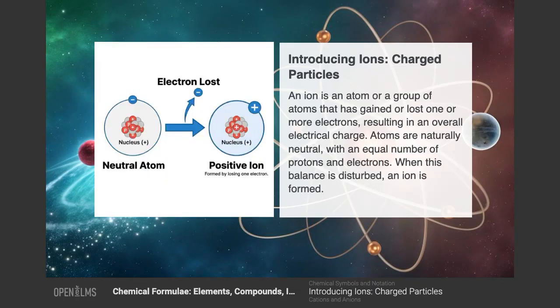Introducing ions, charged particles. An ion is an atom or a group of atoms that has gained or lost one or more electrons, resulting in an overall electrical charge. Atoms are naturally neutral, with an equal number of protons and electrons. When this balance is disturbed, an ion is formed.